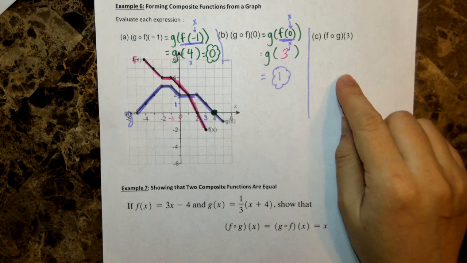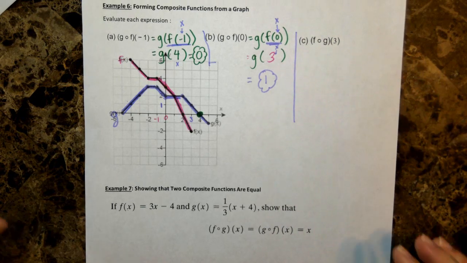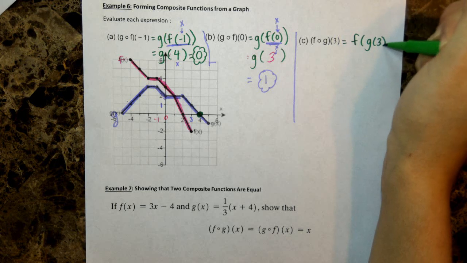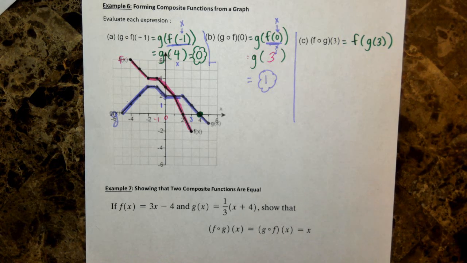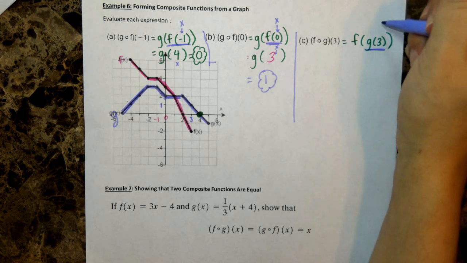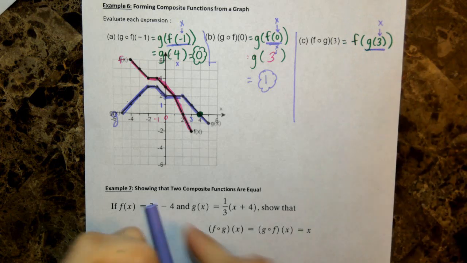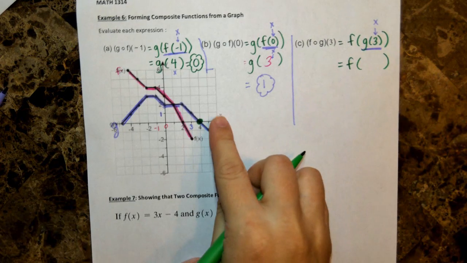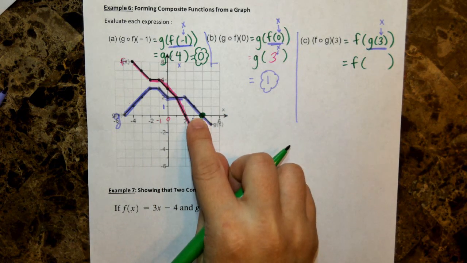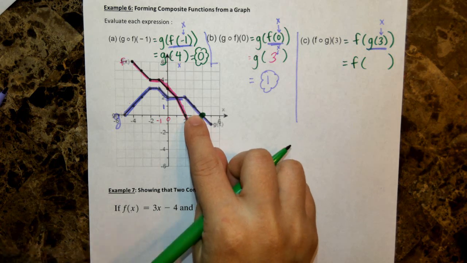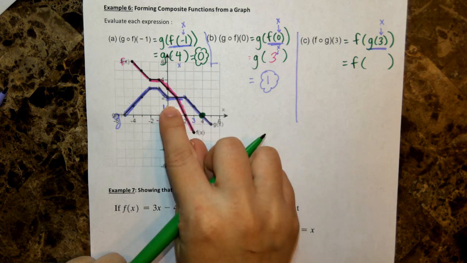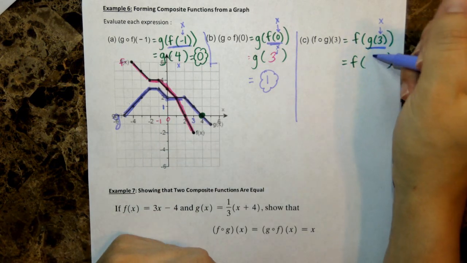All right, and then last one, part C, f composed with g of 3. I'm going to rewrite this as, what is f composed with g of 3? Start with the inner function, which is g of 3. Start by figuring out when x is 3, what is the g function worth? So g of 3 just means go to 3 on your x-axis and figure out the y value of the g function, meaning the purple function. The y value when x is 3 is 1. So this is just f of 1.